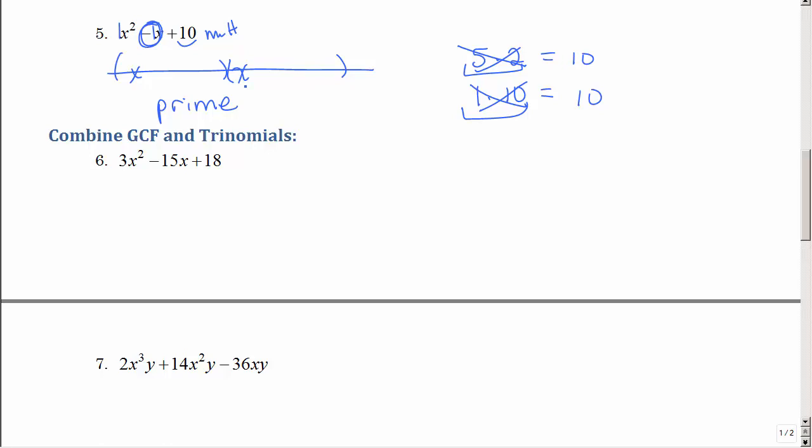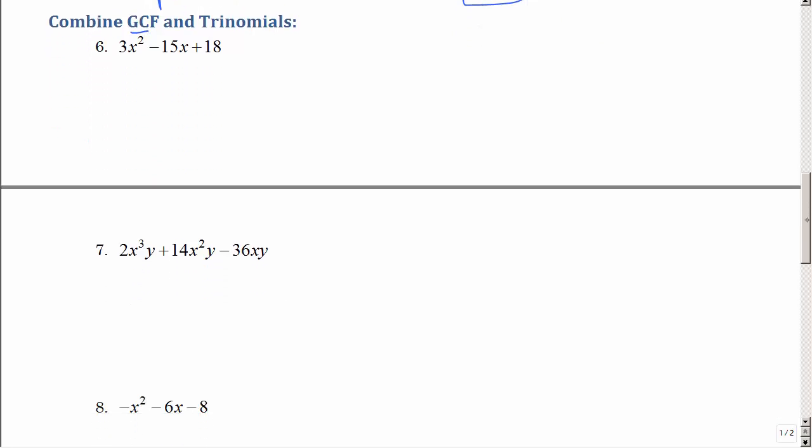Now we're going to combine that greatest common factor in trinomials. So we started out easy. You always want to look for a GCF. So look at the numbers. Those are all divisible by 3. They don't have any letters in common. So if I divide all of them by 3, I have this. Am I done?